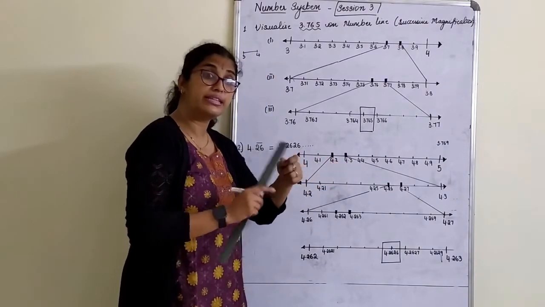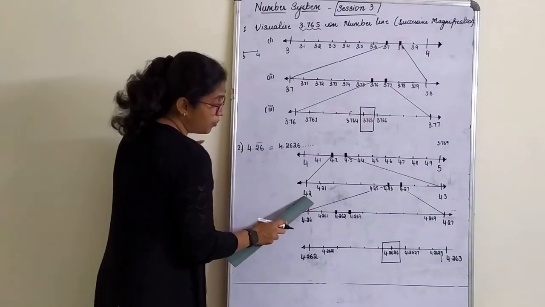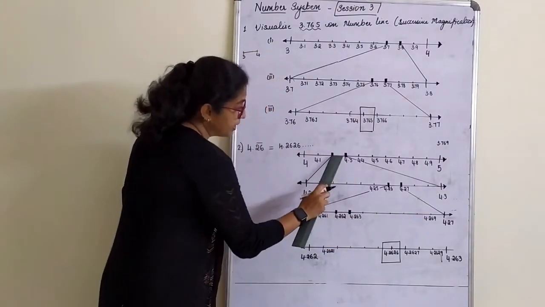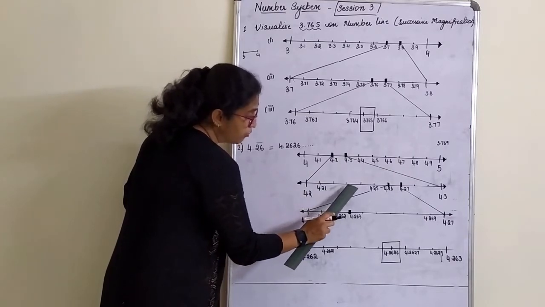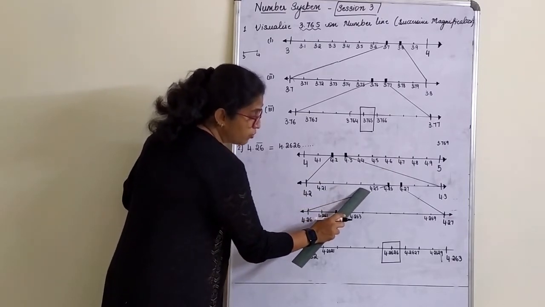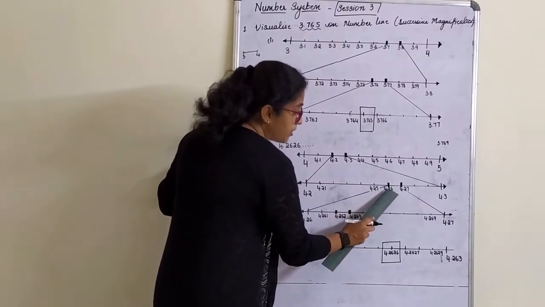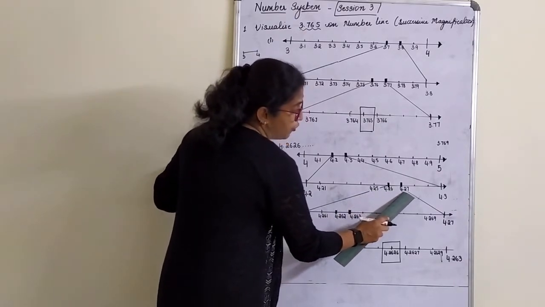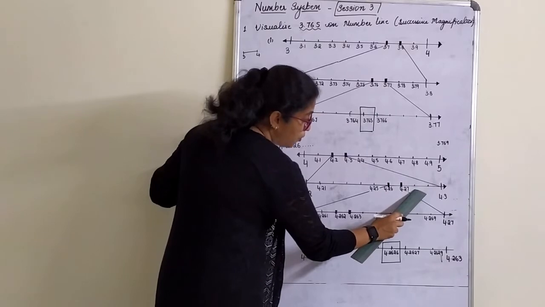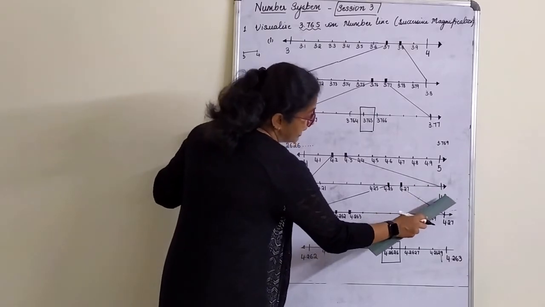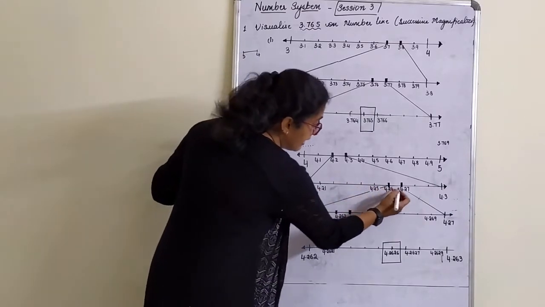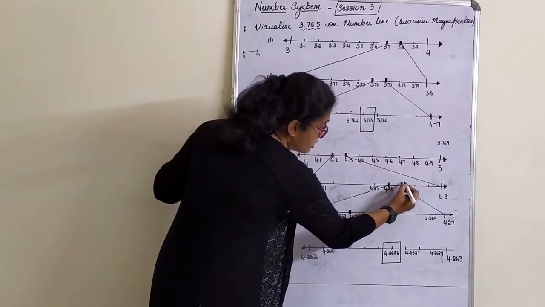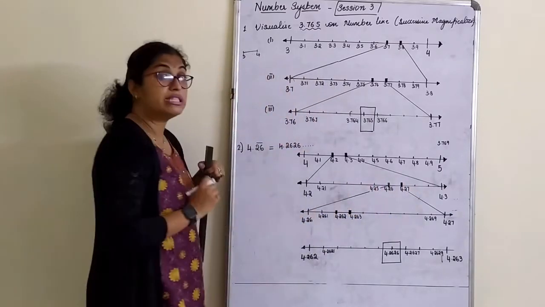4.2 and 4.3, let us magnify. Between 4.2 and 4.3: 4.21, 4.22, 4.23, 4.24, 4.25, 4.26, 4.27, 4.28, 4.29, 4.3. Now 4.26 here lies between 4.26 and 4.27.